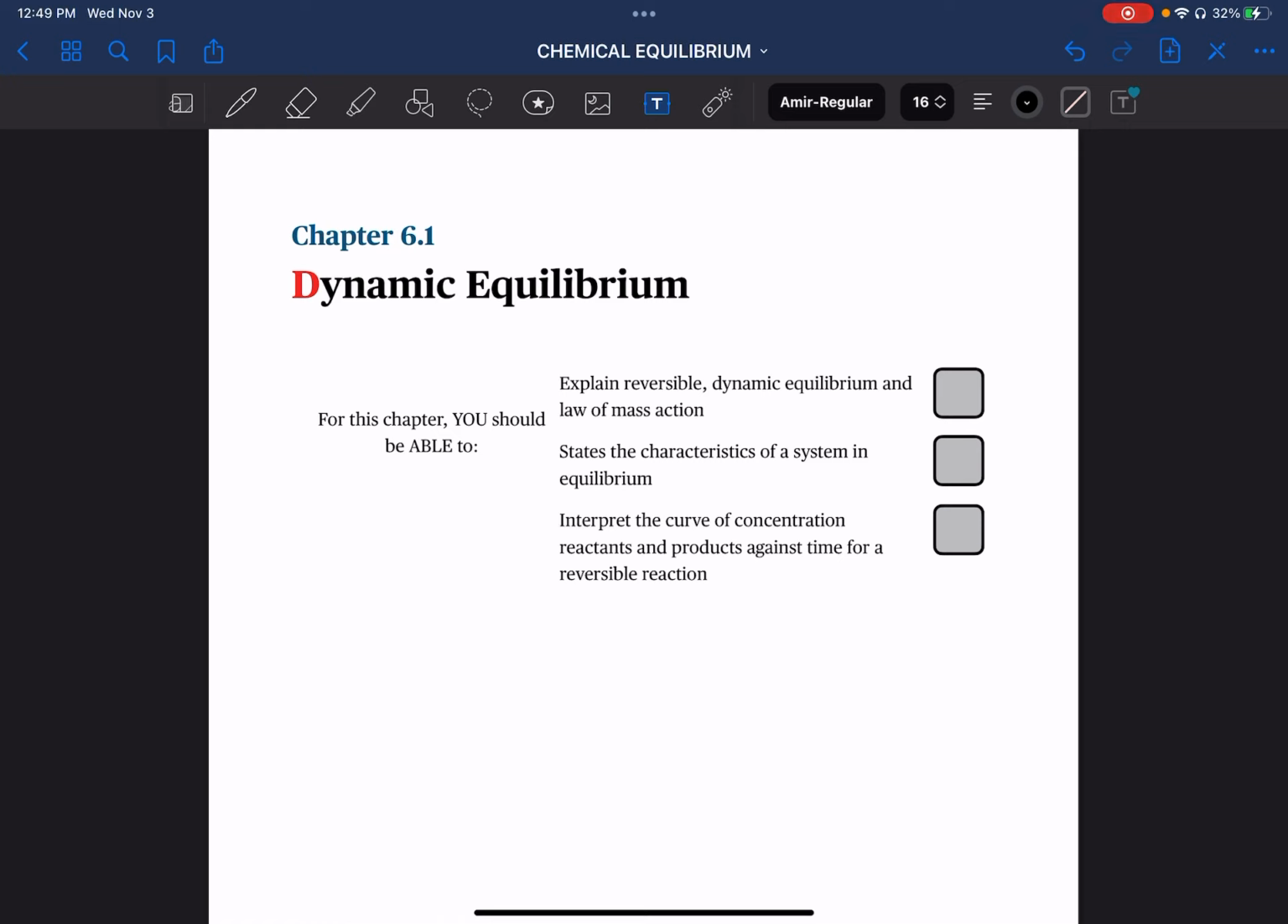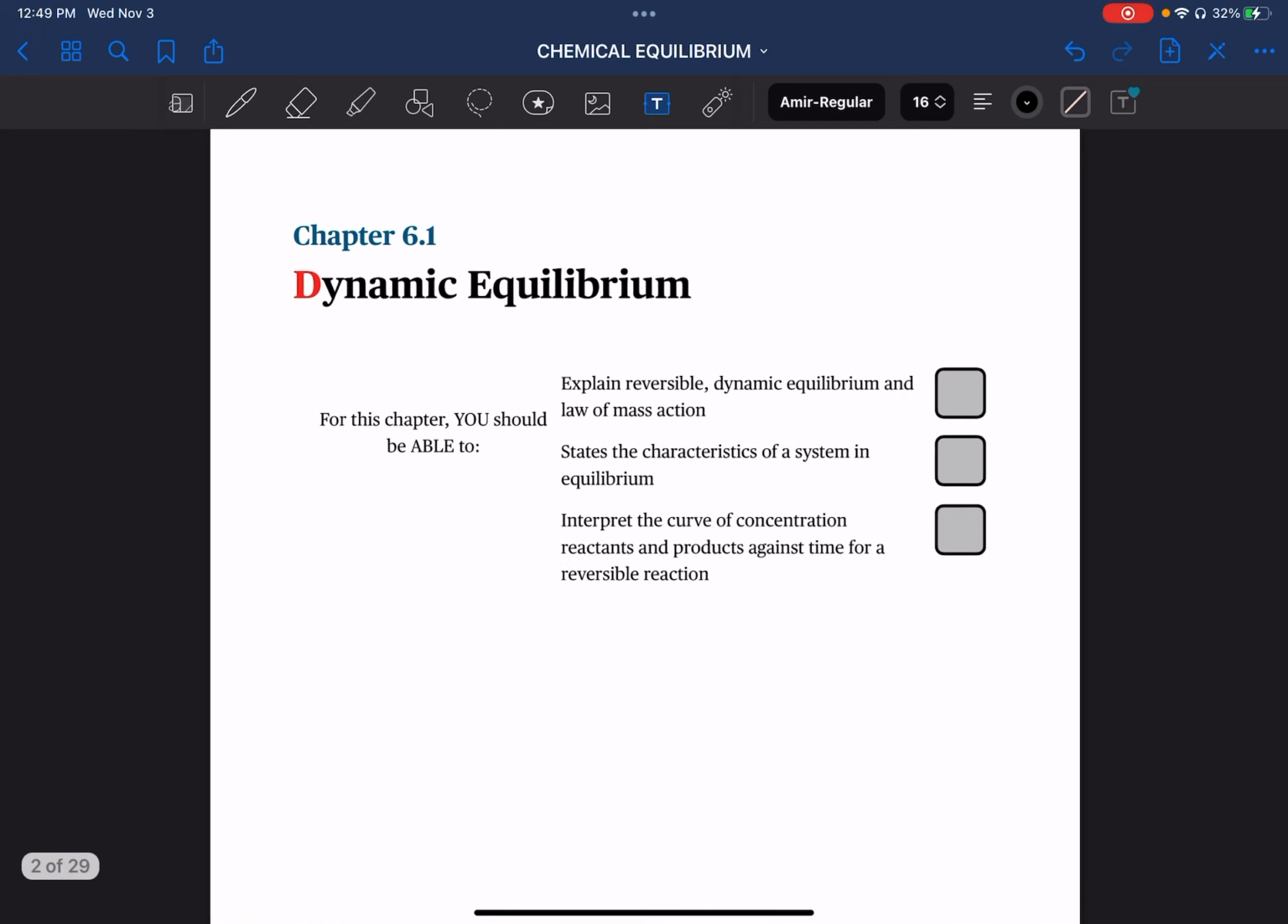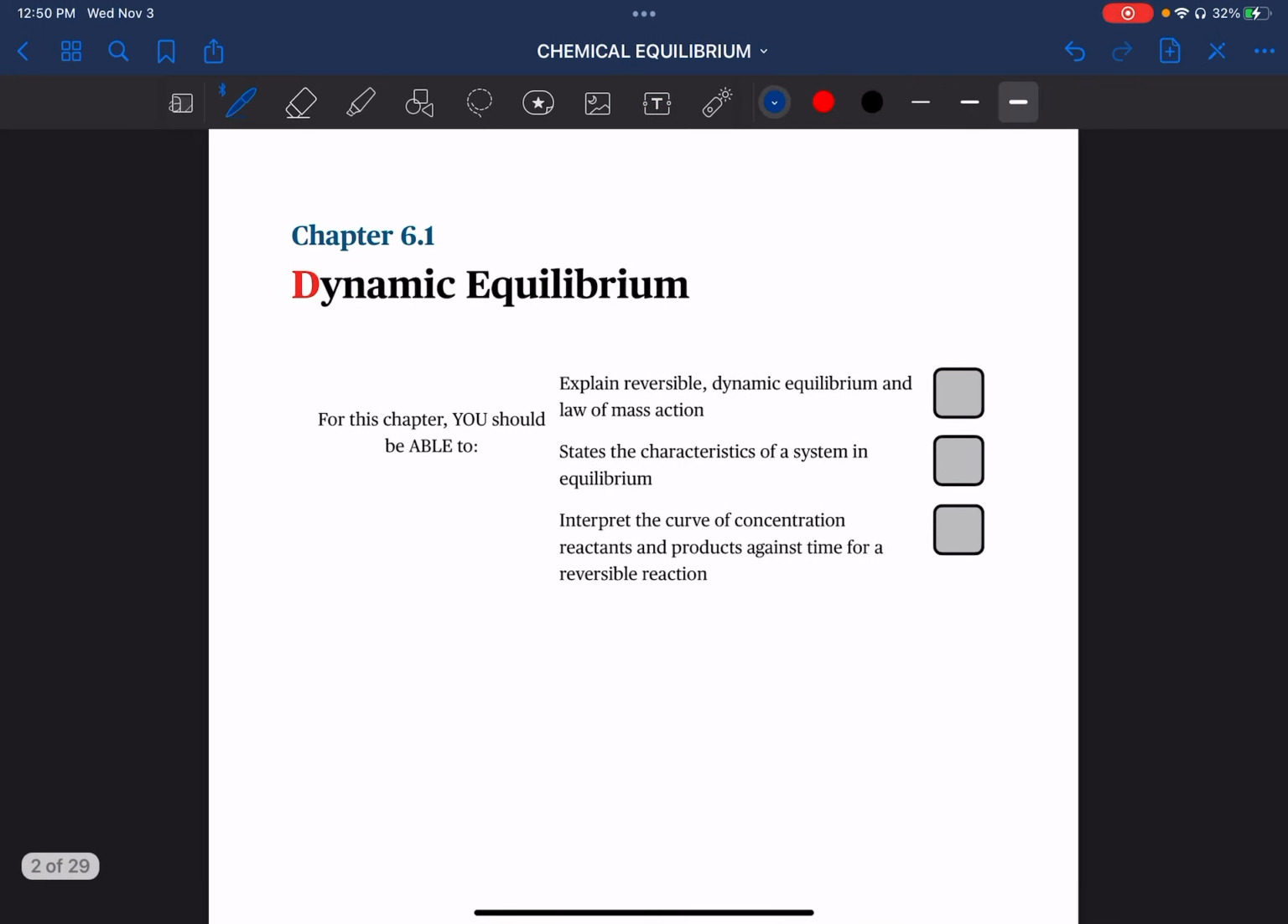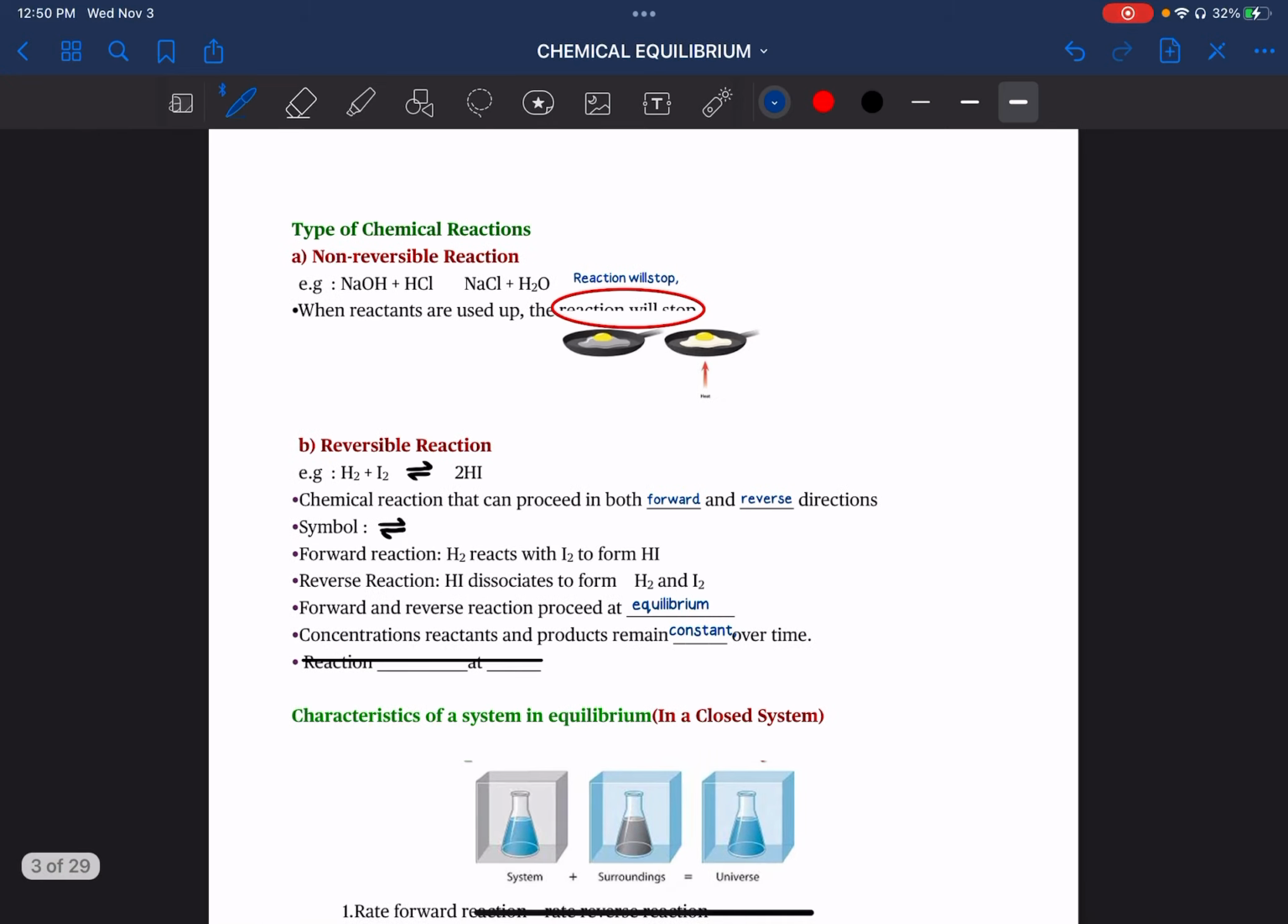So, for this chapter, I'm going to explain what is reversible dynamic equilibrium and also law of mass action. Second one, we are going to look at the characteristic of a system in equilibrium. Okay, last one, we are going to interpret the curve of concentration, reactants and products against time for a reversible reaction. Di mana kita akan sketch graph lah. Okay, so let's get started.